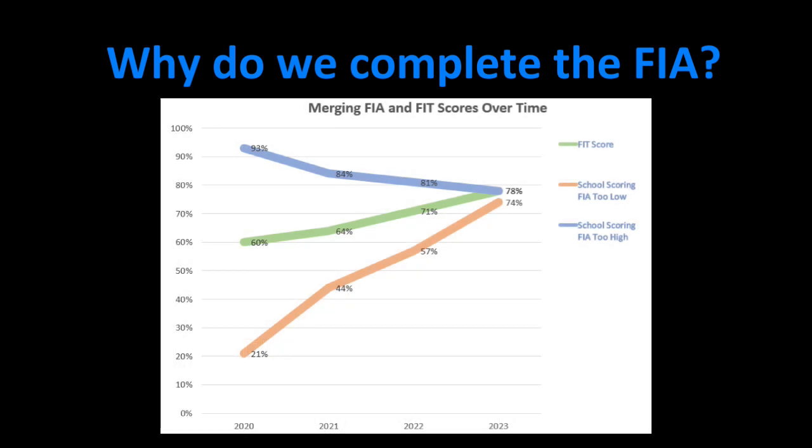Schools may score themselves too low or high on the FIA initially, and over time the school's FIA scores become more closely aligned with the FIT feedback they receive. Teams grow in their understanding of the tools, fidelity processes, and the implementation of evidence-based practices.